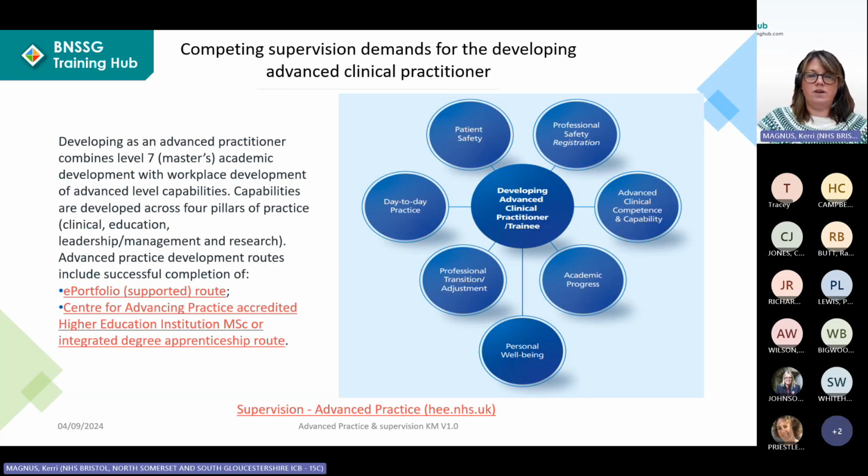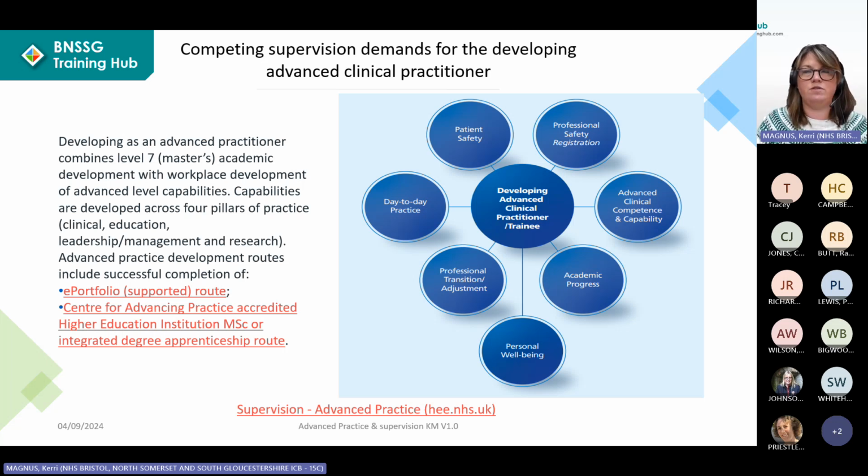Awareness is that if you are a developing advanced practitioner, you have a lot of competing demands for your time. So imagine me, I'm a developing advanced practitioner. Firstly, it's a job. I'm doing my full-time job, and I'm trying to compete with those demands of my day-to-day practice. I'm also thinking about patient safety. Yes, I'm a trainee, but there are other things going on that I need to be aware of. So how can I look after that patient safety?